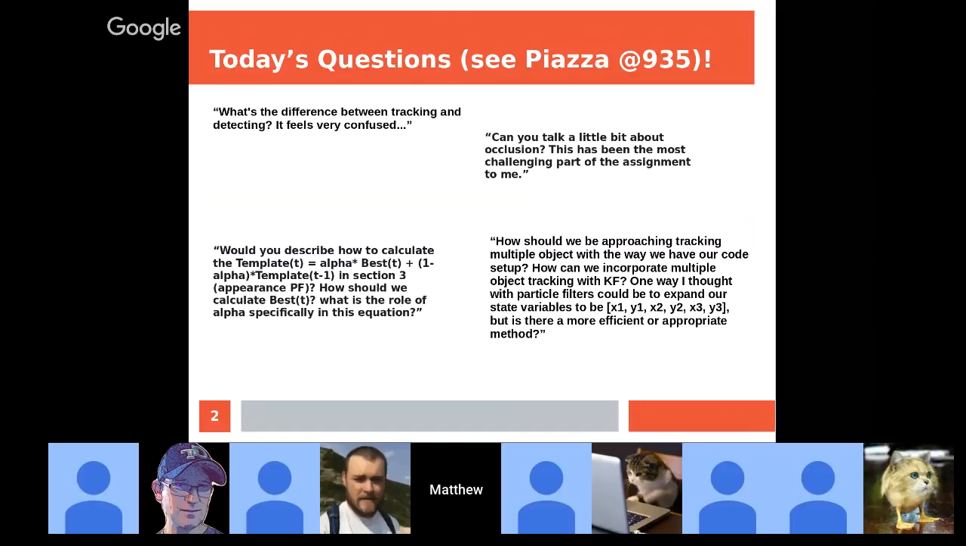And hopefully, if I do my job well, I'll convince you that there is a fundamental difference between tracking and just detecting. Then I'm going to talk a little bit about part 3 of the problem set, which is the appearance particle filter, and particularly how we compute the template update step and what exactly best of T is. I'll follow that up with a fairly lengthy discussion of occlusion. If you post the first question on my office hours thread, I think about it the most, so you get more slides. And finally, I'll spend just a little bit of time about tracking multiple objects. I think you'll understand when we get there why I'm not spending more time on that.